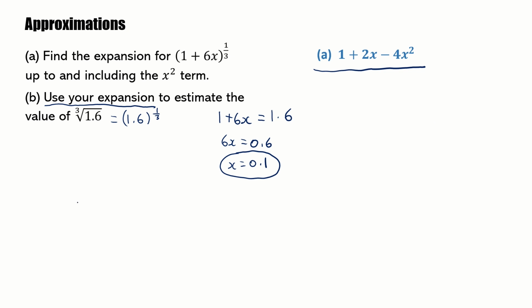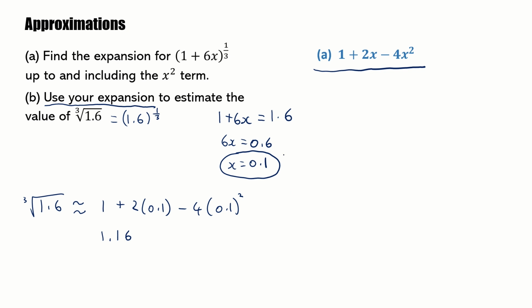So that is what we're doing here, but let's actually go ahead and do that. So, 1.6 cube rooted is approximately 1 plus 2 lots of 0.1 minus 4 lots of 0.1 all squared. If you type that into your calculator, what will we get? 1.2 minus 0.04, so that's 1.16. There you go. So that's approximately what the cube root of 1.6 is, apparently.